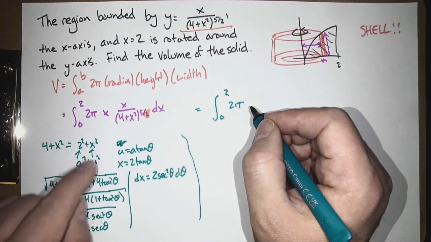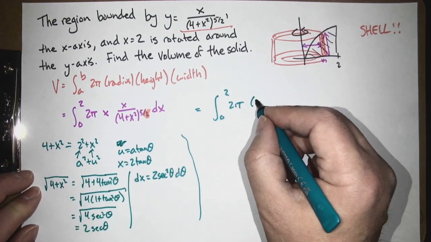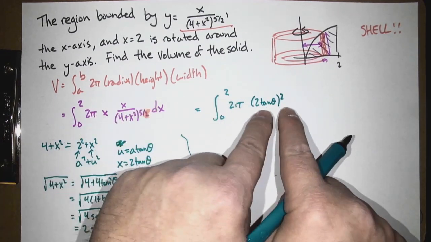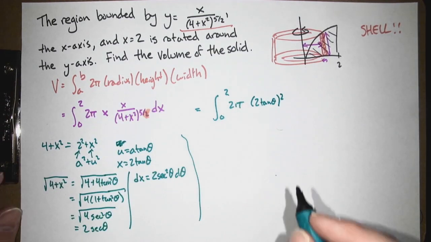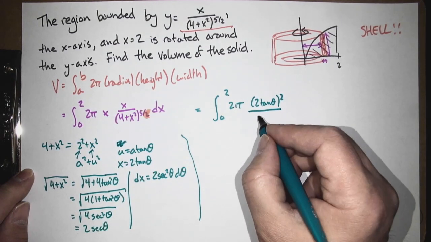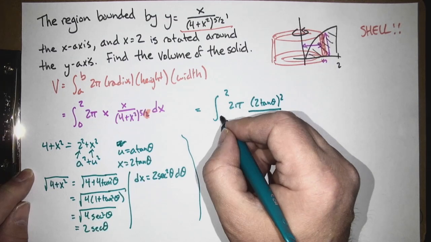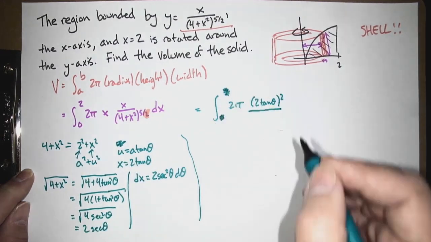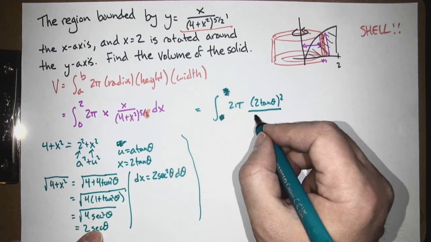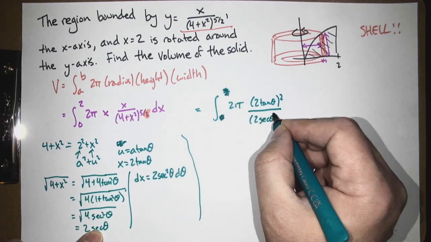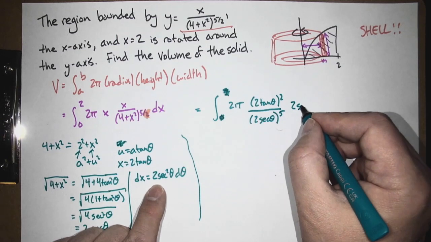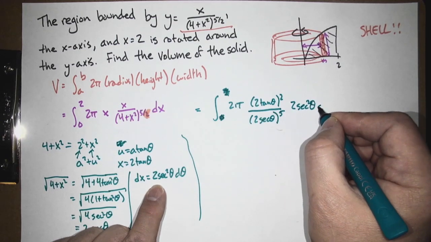We have x squared, which will become 2 tangent theta squared. So those are the x's, x squared. The downstairs, what are we going to have there? And I lied to you, this is not 0 to 2 anymore. I'll fix that. The downstairs, 4 plus x squared to the 5/2 becomes 2 secant theta to the 5th. The dx, 2 secant squared theta d theta.